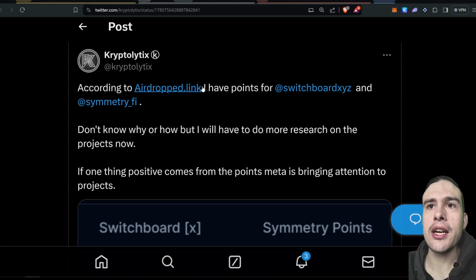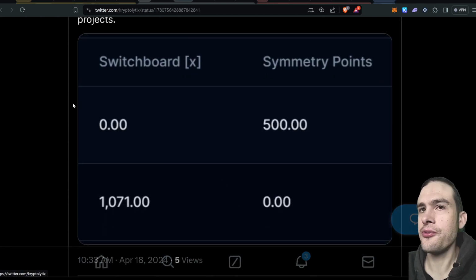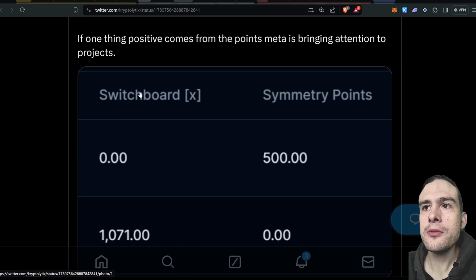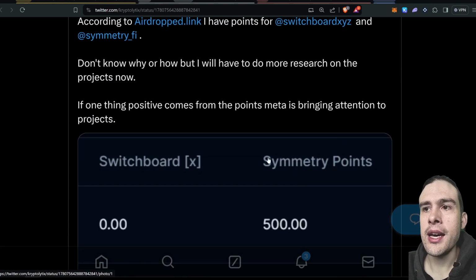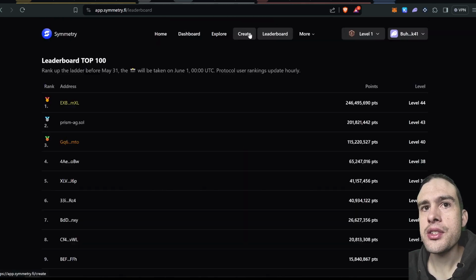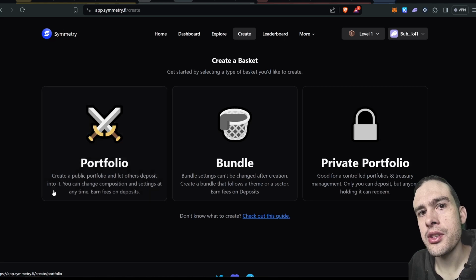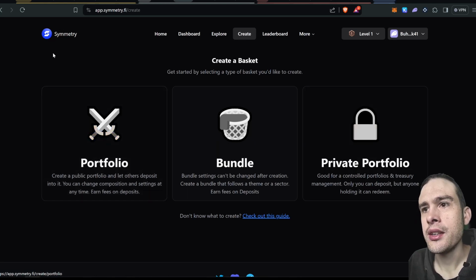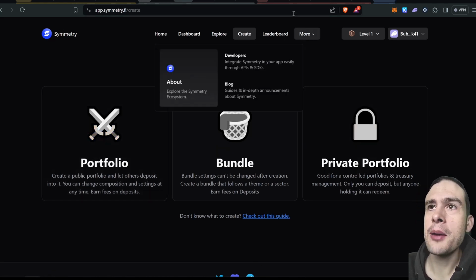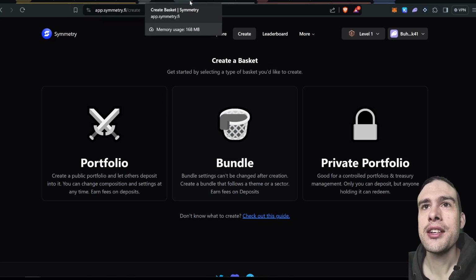And also, according to airdrop.link, I actually have Switchboard and Symmetry points. I actually haven't been following these projects at all. Switchboard is an oracle, so I think it's similar to Pyth. And Symmetry, I'm not really sure how I got their points, but maybe it's something where you can build a public portfolio and let others deposit into it. That's so random. Anyway, you can come over and check out more about Symmetry. I'm going to have to, because I got points for it, so I'm going to want to know more about it. But anyway, just thought I'd touch on that.